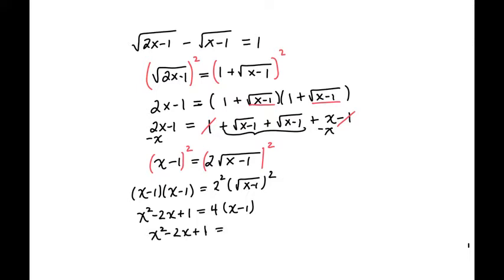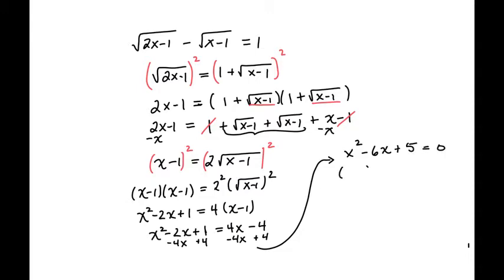But first I need to FOIL here. Distribute 4x minus 4. I will subtract 4x from both sides and add 4 to both sides. So we'll put that right here. That will give me x squared minus 6x plus 5 equals 0, which will factor to x minus 5, x minus 1. So we get a solution of x equals 5 or x equals 1.